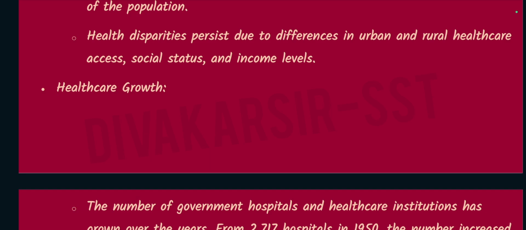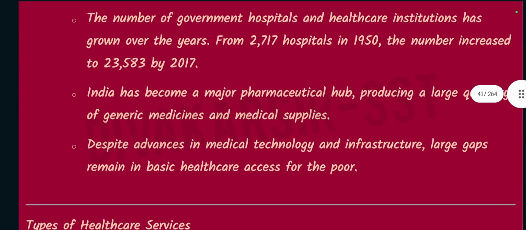Healthcare growth. The number of government hospitals and healthcare institutions has grown over the years. From 2,717 hospitals in 1950, the number increased to 23,583 by 2017. India has become a major pharmaceutical hub, producing a large quantity of generic medicines and medical supplies. Despite advances in medical technology and infrastructure, large gaps remain in basic healthcare access for the poor.